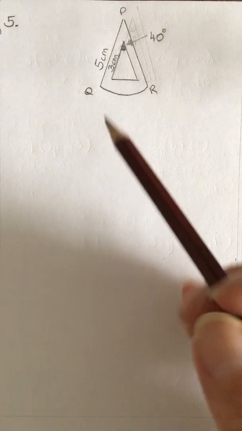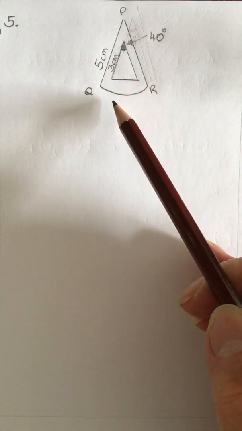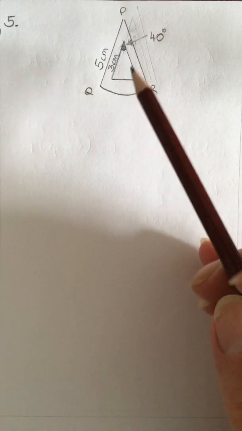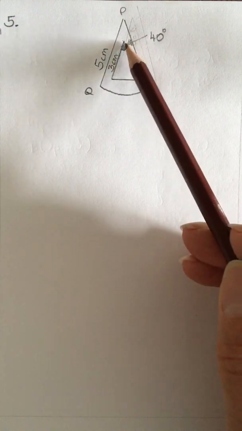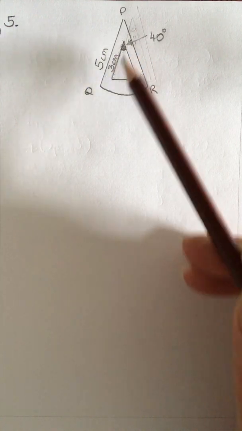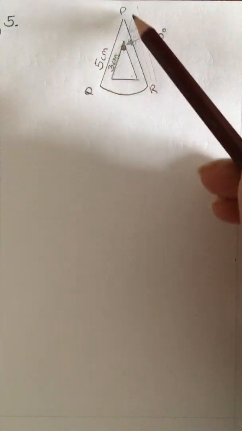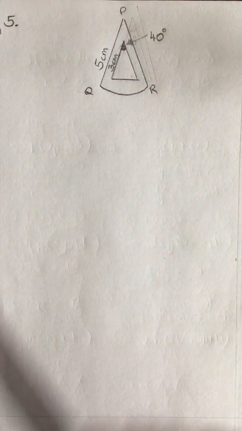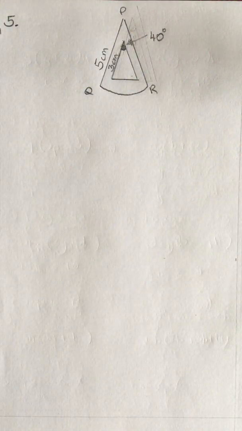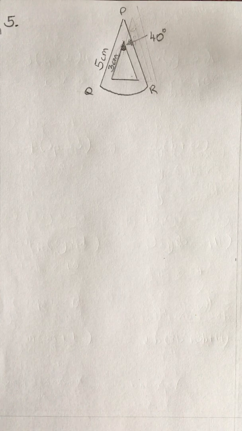So I've just drawn the diagram that's in the book. So the triangle has got side 3 there, and an angle of 40. And that's a sector of the circular packet of cheese, and it's got a radius of 5 centimetres. So part A just asks you to write down the size of angle QPR.